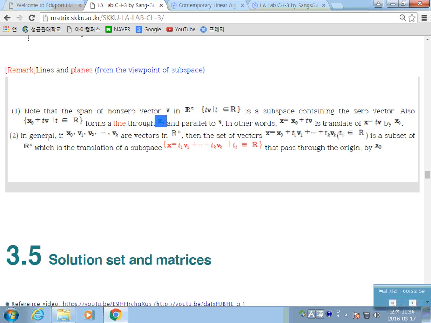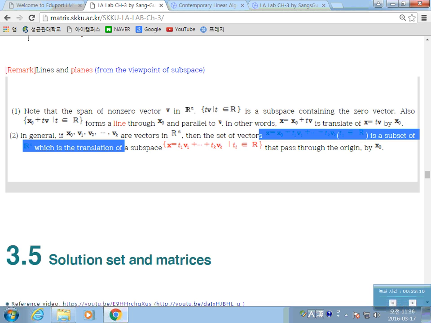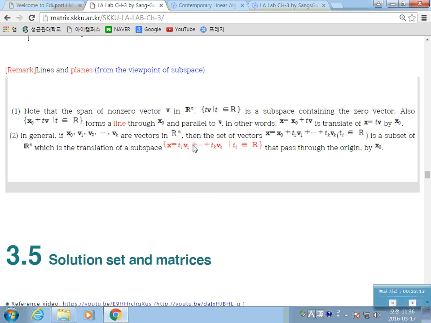Okay? In general, if x0 to xk are vectors in Rn, then this set of vectors is a subset of Rn, which is a translation of the subspace. We have found this is a subspace. This is the span of the t_i's. Okay, this is a subspace. This is a plane that passes through the origin. But x equal to x0 plus this is a plane that is translated from the origin to x0 of this plane.